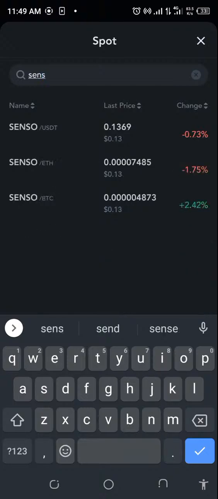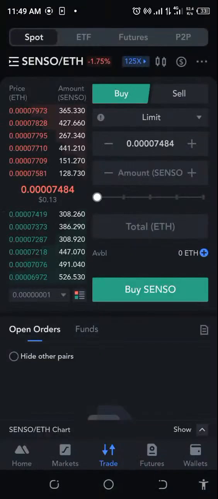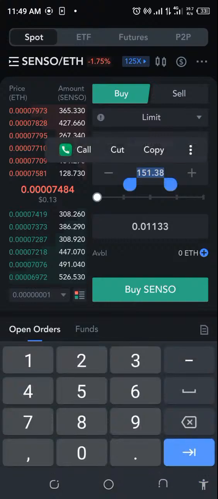Senso ETH. Okay. And then we paste in our ETH here. Wow, looks like this is going to work. Okay. Well, let's go ahead and finish it up.